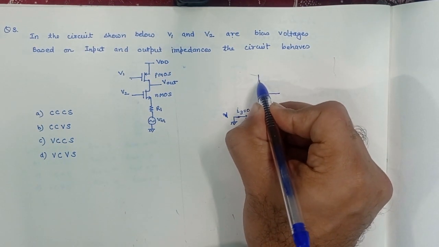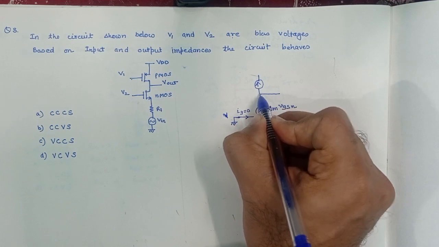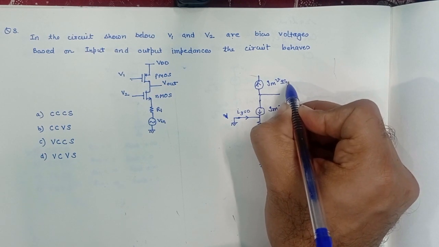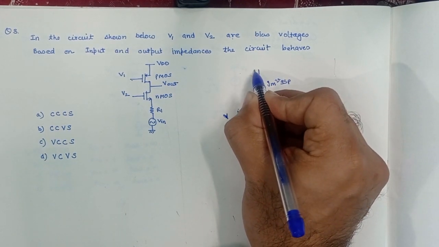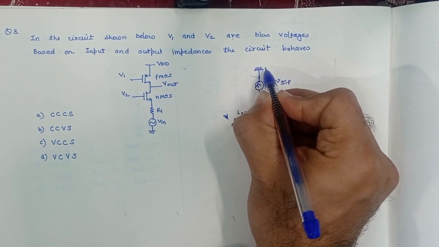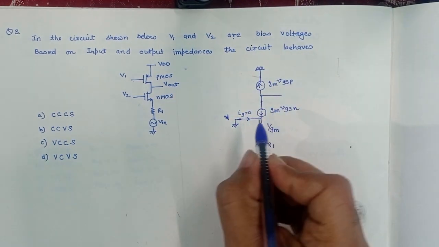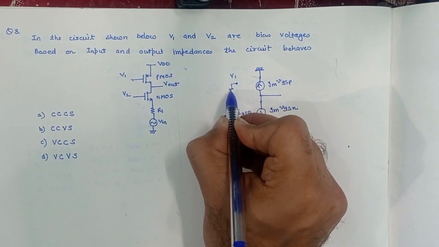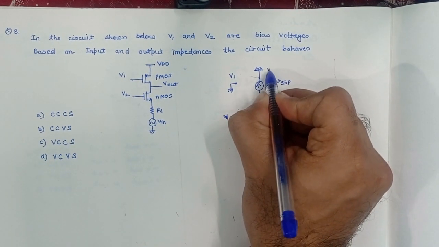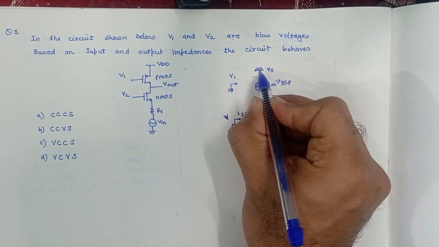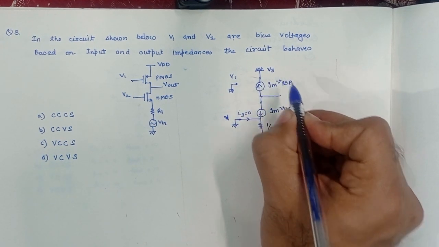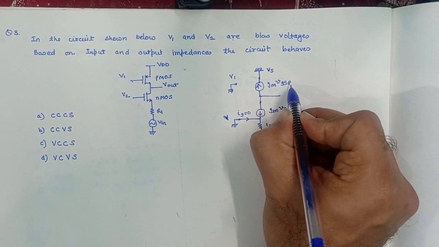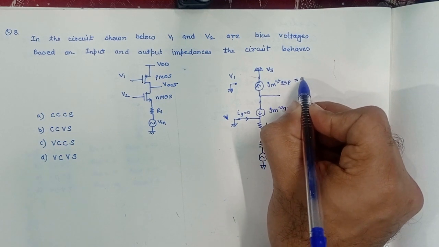Similarly for PMOS, this is GM times VGS for PMOS. VDD is grounded, and the voltage V1 is also grounded. This is our source terminal. So VGS for this PMOS is equal to 0. So the current here, which is dependent on VGS-P, will be equal to 0.